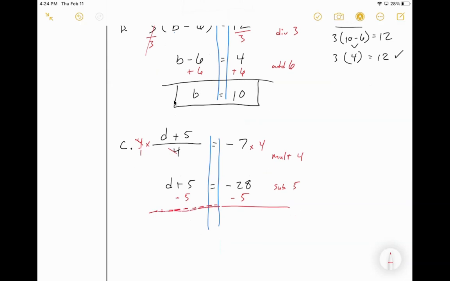Okay. And what am I left with? Well, that means I got D left here, right? Those cancel out. Negative 28 minus 5 is not negative 23, but rather negative 33. Let's check it and make sure. Negative 33 plus 5 divided by 4 should equal negative 7. Well, negative 33 plus 5 is negative 28 over 4, which is equal to negative 7. Yep, that checks out. And I'm good to go.